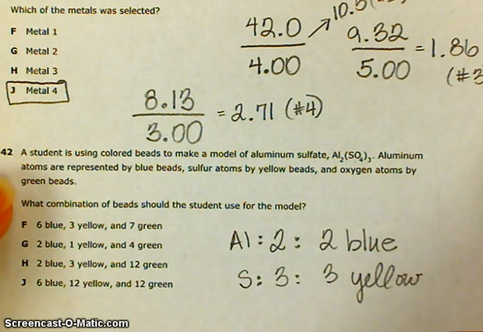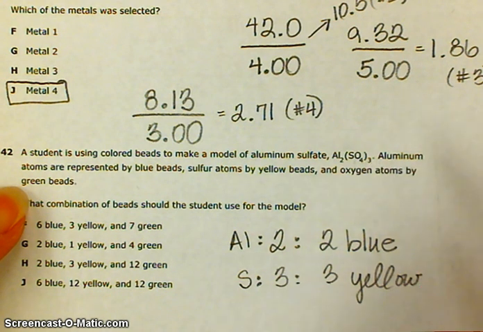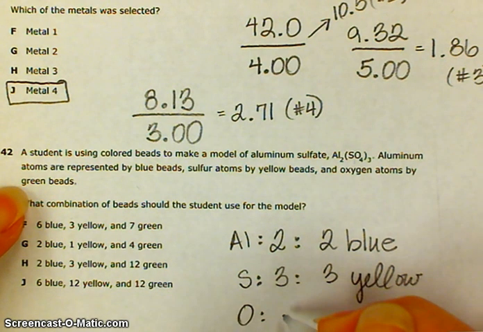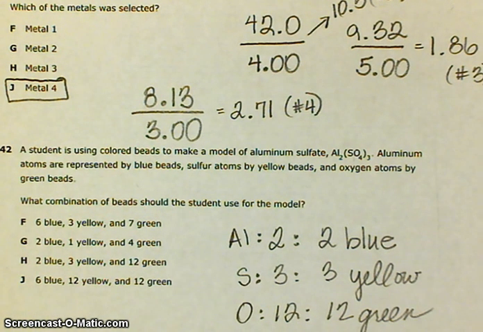Oxygen atoms are green beads. You have a subscript of 4 inside the parentheses, a subscript of 3 outside, and 4 times 3 is 12. So you've got 12 oxygen beads, and that's going to be 12 green beads. All right, so you should probably select H because that is the same ratio that we just did.